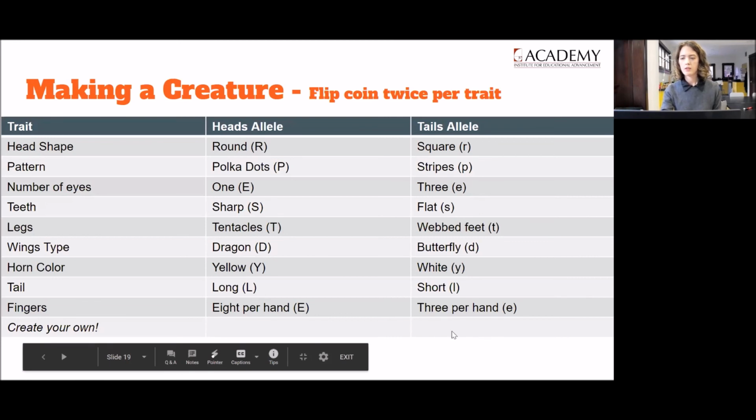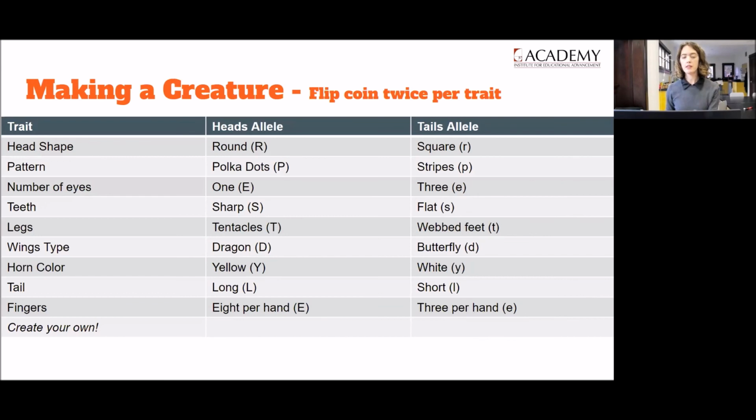So this is the chart that I made. And you'll see the traits listed on the left. The middle is what allele you'll get if you flip heads, or if you're using a dice, you can do even numbers. And then the right column is what alleles you'll be using if you flip tails, or maybe if you get odd when you roll your dice. So I came up with things for head shape, pattern, number of eyes, teeth, legs, wings type, horn color, tail, fingers, and then you can always create your own for the rest.